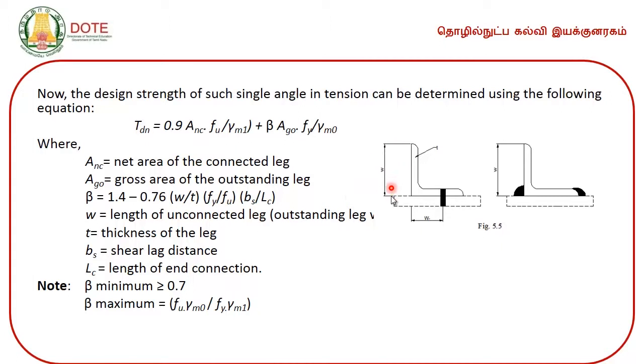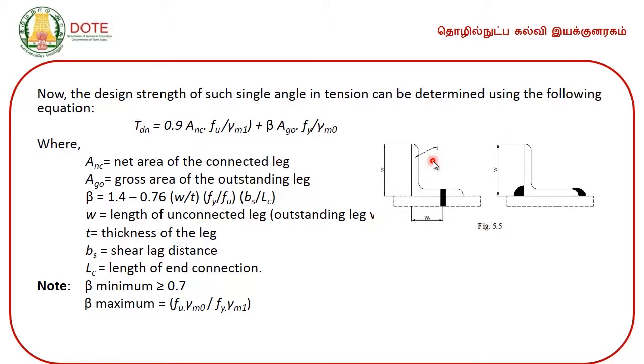This is the length of the unconnected leg shown in the image, and t is the thickness of the leg. Again, Fy is the yield stress and Fu is the ultimate stress. Bs is the shear lag distance, which is calculated for the bolt and nut connection, which is the distance between the outermost edge of the unconnected leg to the connected point. The connected point here is the bolt.